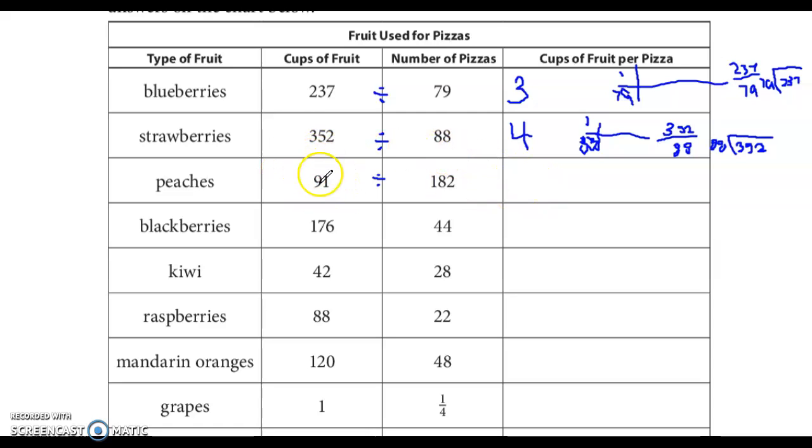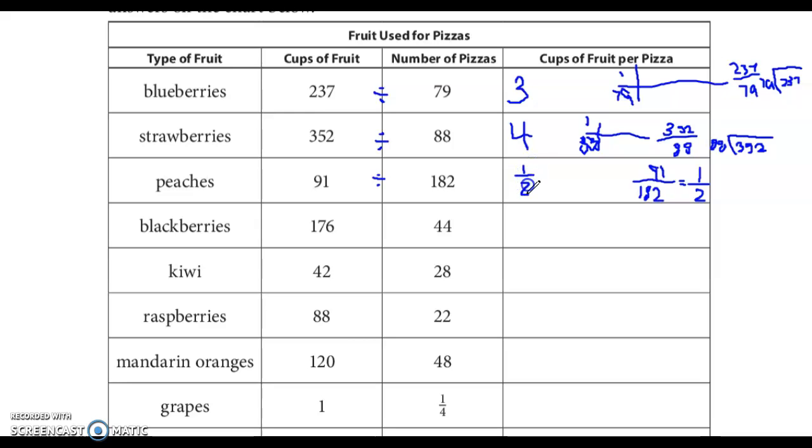So if this number's smaller, I'm going to go ahead and set that up as a fraction. So I'm going to rewrite 91 divided by 182 as a fraction, 91 over 182. This is an easier way to divide it down because I'm noticing that 91 is half of 182. So if I divide both the top and the bottom by 91, 91 divided by 91 is 1, and 182 divided by 91 is 2. So your answer is going to be 1/2.